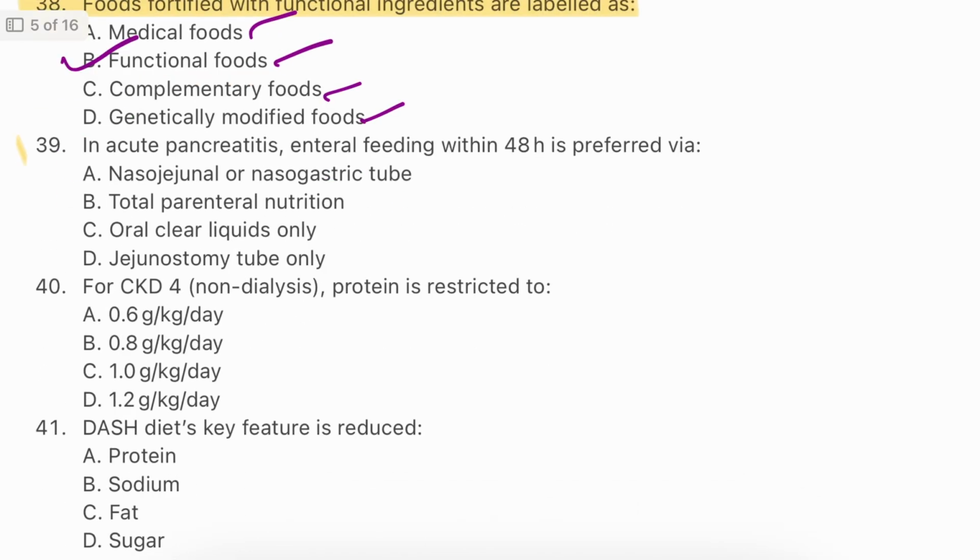Question number 39. In acute pancreatitis, enteral feeding within 48 hours is preferred via nasojejunal or nasogastric tube, total parenteral nutrition, oral clear liquid only, or jejunectomy tube only. The answer will be A, nasojejunal and nasogastric tube. Early enteral feeding preserves gut integrity in pancreatitis. If enteral feeding is contraindicated, then the preferred feeding is total parenteral nutrition.